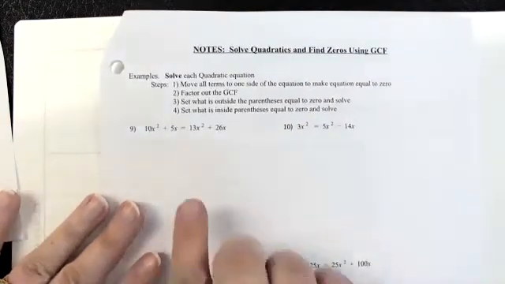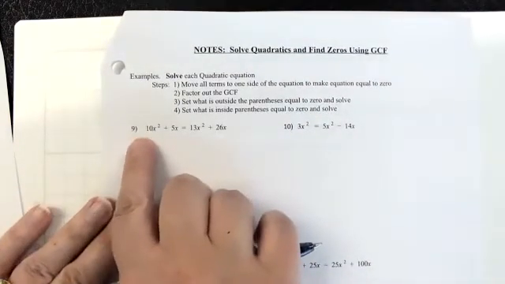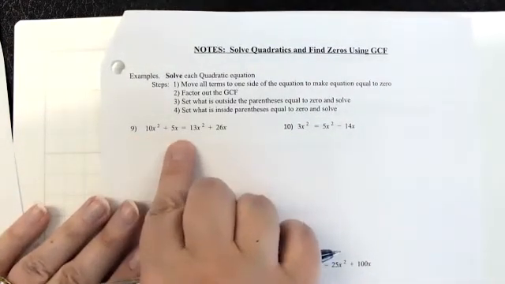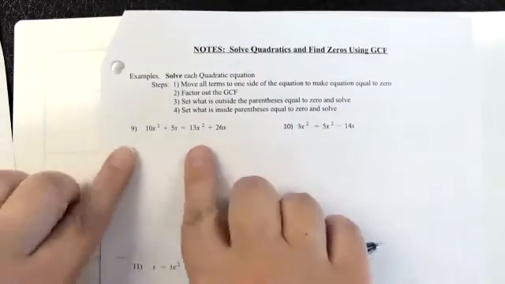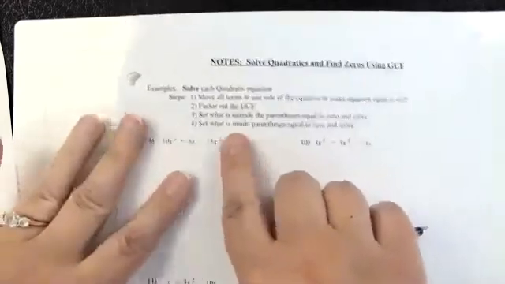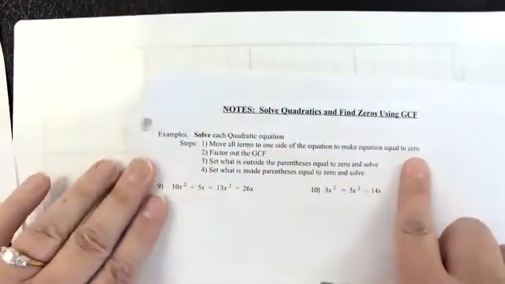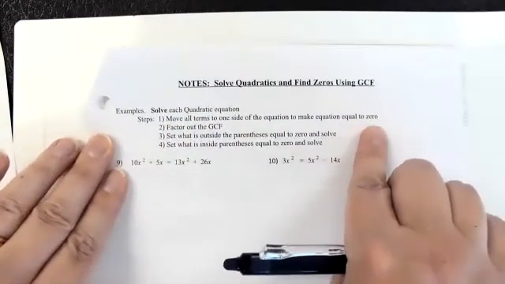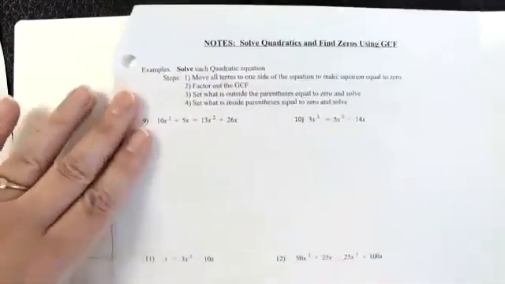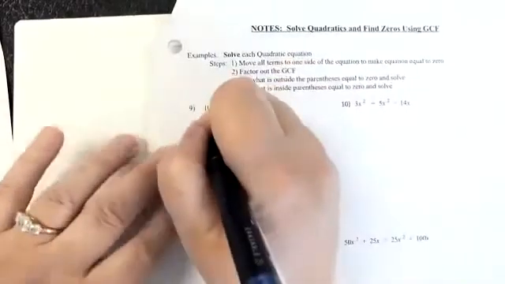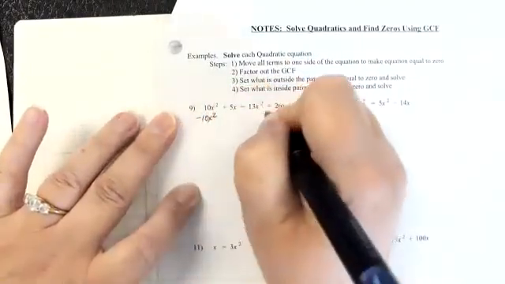All right, so let's take a look at number 9. We have 10x squared plus 5x equals 13x squared plus 26x. So again, we want everything on one side. Move all terms to one side of the equal sign, and to make it equal to 0, factor out a GCF, and then solve. All right, so let's subtract 10x squared from each side.